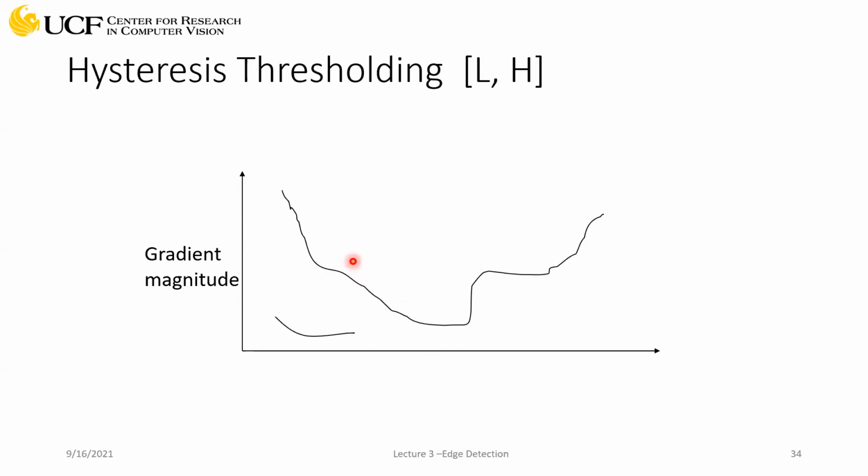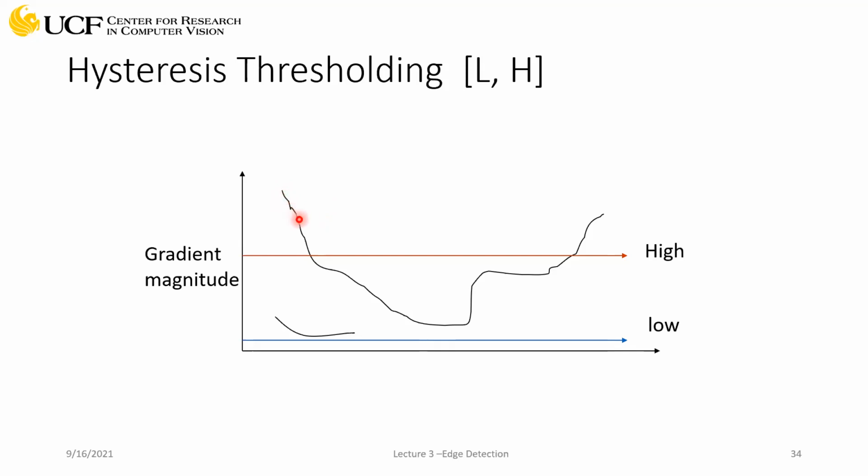So we have two thresholds. One is called high and the second is called low. If any pixel location has a magnitude smaller than low, we just ignore it. We say it's not an edge. That's simple, and that's what we have been doing so far. But the next step is, we look at the higher threshold. If any pixel location has a magnitude greater than high, we say it's an edge.